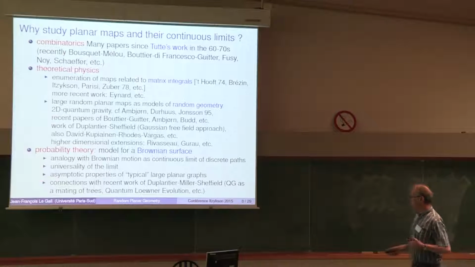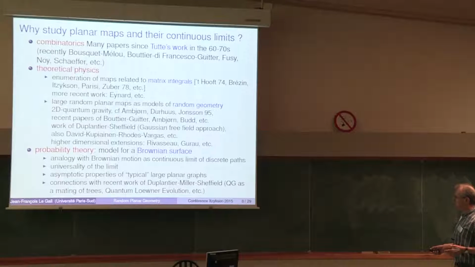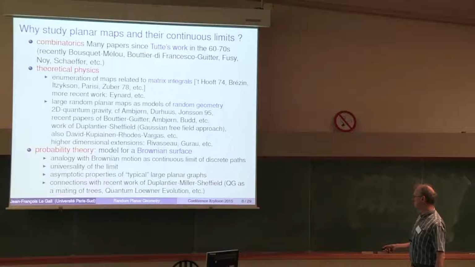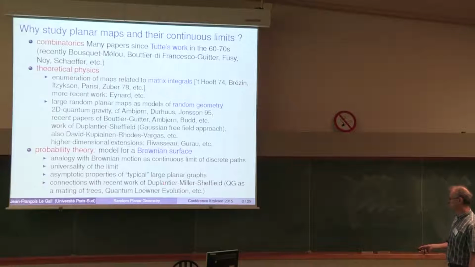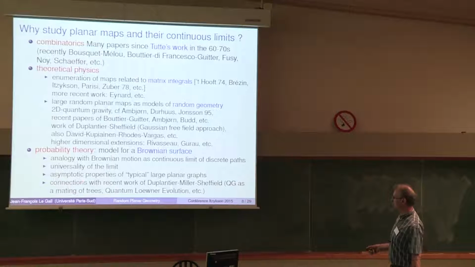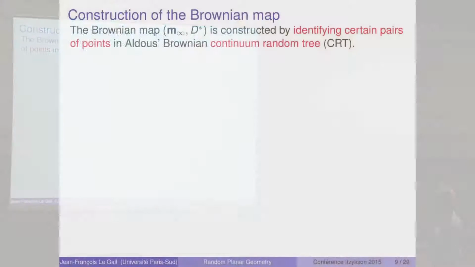Okay, from my point of view, there are also very good motivations from probability theory. One would like to get a model for something that deserves to be called a Brownian surface, purely a random surface, which should be of interest to probabilists. And this should also be related to other very interesting recent developments due to Miller and Sheffield, and some of them also with Bertrand Duplantier, in particular concerning this new object called the quantum Loewner evolution, which should be very closely related to the Brownian map. Okay, I will not say more about the motivations.